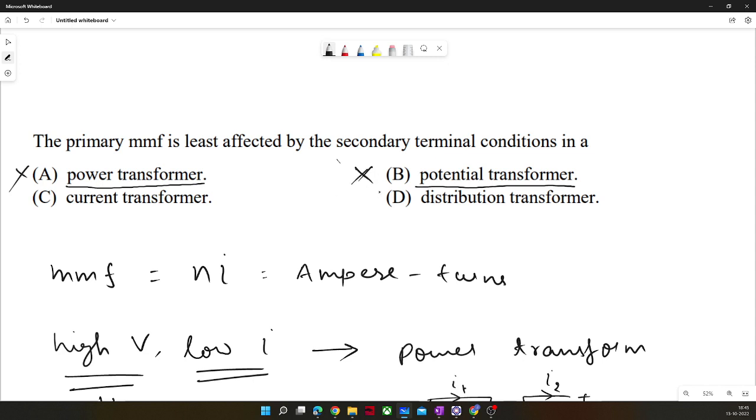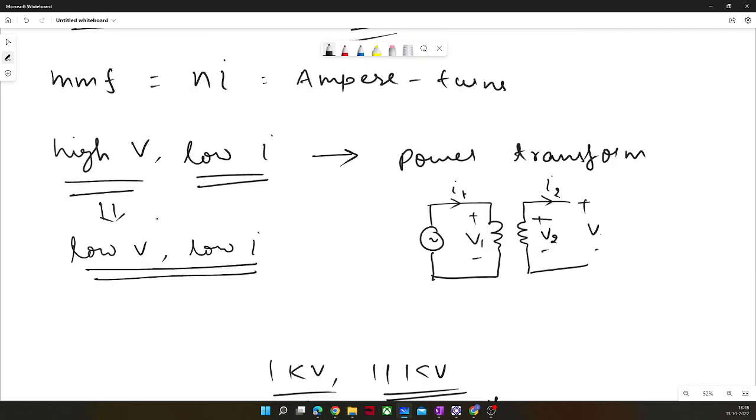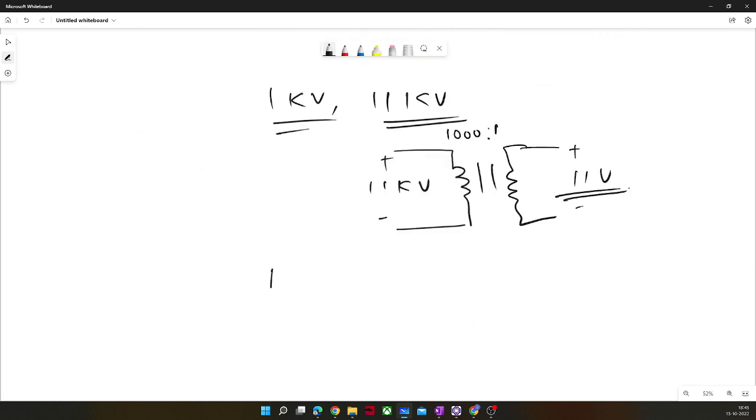Distribution transformer is nothing but whatever transformer you see in your local area where you get supply. So this is again a voltage induced transformer. This transformer does not depend on load because this is a current transformer, and whatever current is flowing in the primary is transferred with some turns ratio. Let's say it is 1 is to 1000.